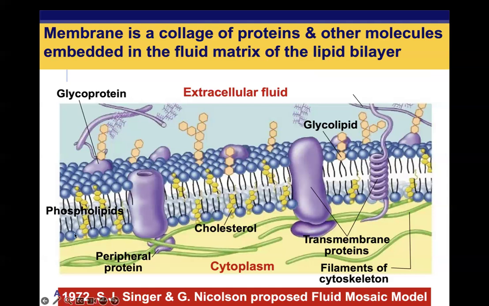You'll also see on the inside of the cell membrane is a place where the cytoskeleton can integrate and attach to the phospholipid bilayer to give the cell its structure.